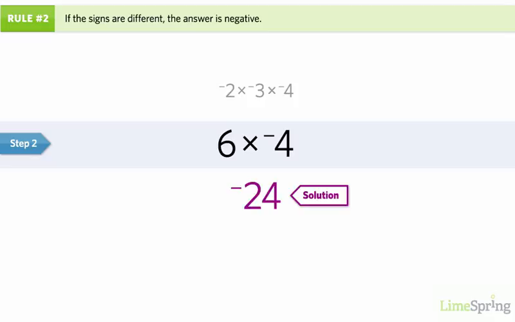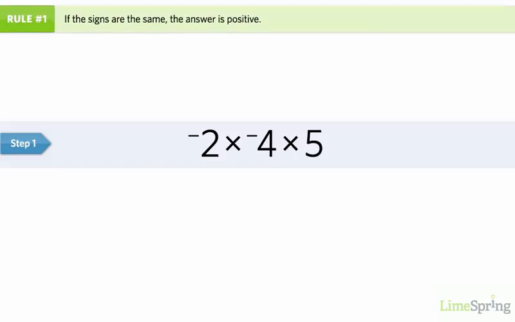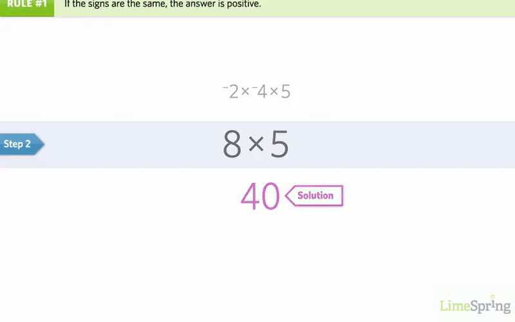The second problem is similar to the previous one. Negative 2 times negative 4 times 5. We start by reading from left to right, and we have the problem negative 2 times negative 4. The signs of negative 2 and negative 4 are the same, so our answer is positive 8. Now we have the problem 8 times 5, and this equals 40. So our final answer is positive 40.